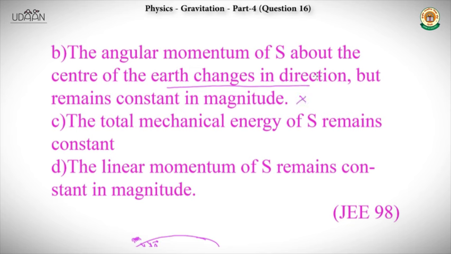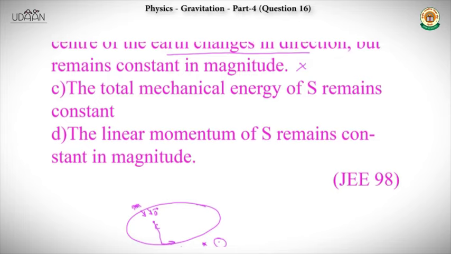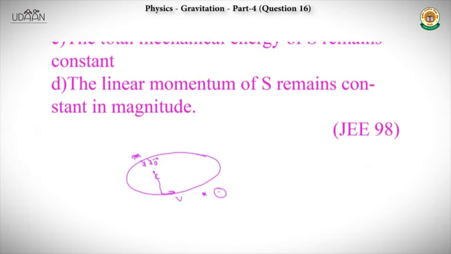Now what about the magnitude? Does it remain constant in magnitude? It remains constant in magnitude, because of m v r. So I'll write it down. The angular momentum will be m v r. So as the radius increases, the velocity will reduce. Therefore this total thing will be equal to constant.